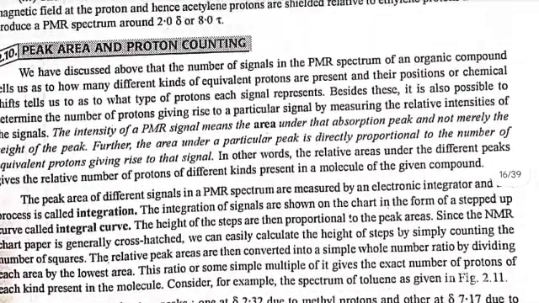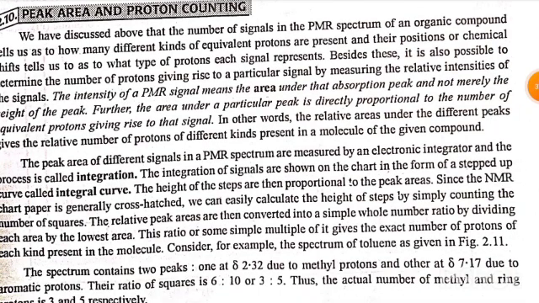Peak area and proton counting. We have discussed above that the number of signals in the PMR spectrum of an organic compound tells us how many different kinds of equivalent protons are present, and the positions, or chemical shifts, tell us what type of protons each signal represents. Besides this, it is also possible to determine the number of protons giving rise to particular signals by measuring the relative intensities of the signals.